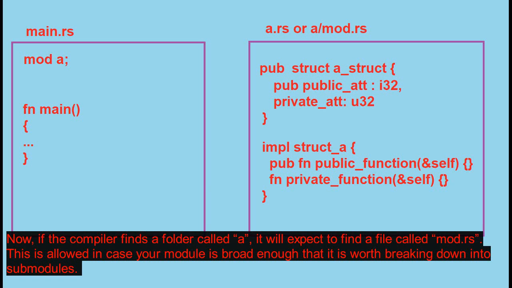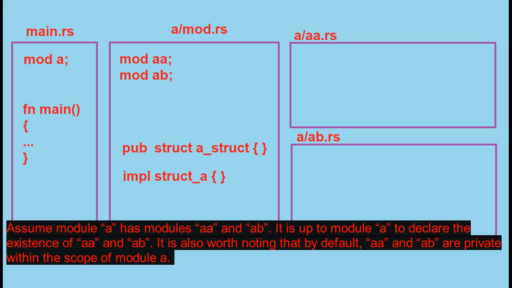Now, if the compiler finds a folder called A, it will expect to find a file called mod.rs. This is allowed in case your module is broad enough that it is worth being broken down into submodules. Assume module A has modules AA and AB. It is up to module A to declare the existence of AA and AB. It is also worth noting that by default, AA and AB are private within the scope of module A.